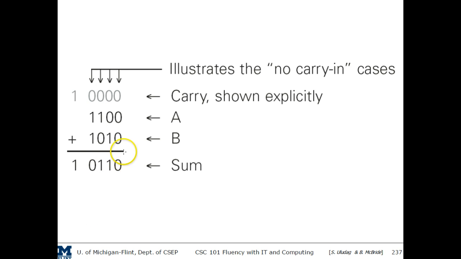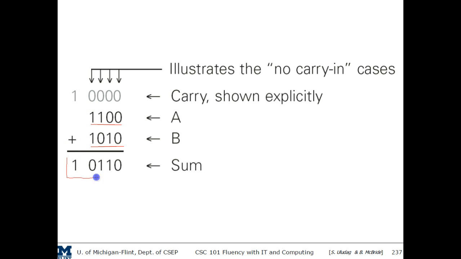We have the binary pattern 110 and the binary pattern 1010. And we're going to add, after we've lined them up from right to left, each column. So here we do a 0 plus a 0 equals 0. And then we have a 0 plus a 1 equals 1. We have a 1 plus a 0 equals 1. And a 1 plus a 1 equals 0, carry a 1 to the next column.